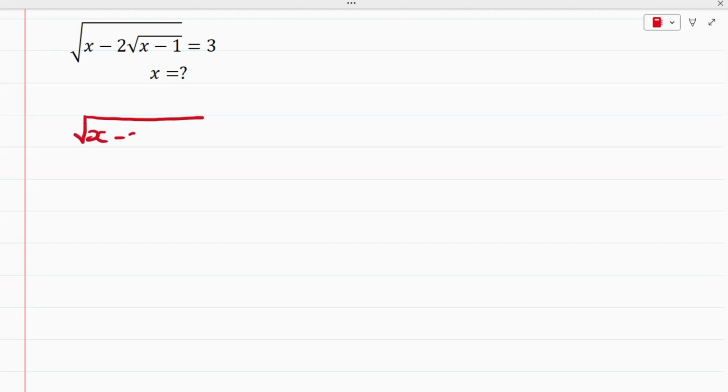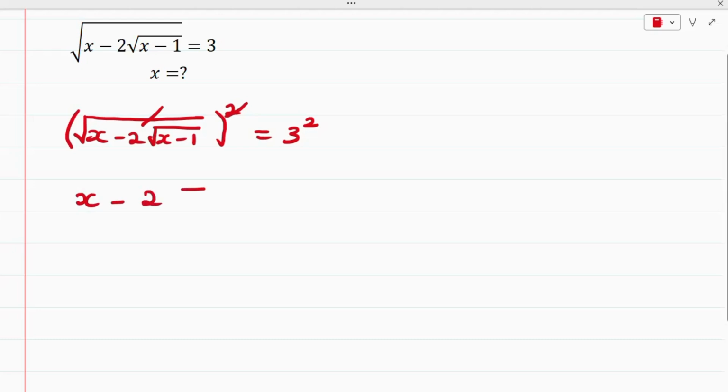So we have the square root of x minus 2 multiplied by the square root of x minus 1 equals 3. Squaring both sides right here, this is going to cancel out this, so we have x minus 2 multiplied by the square root of x minus 1 is equal to 3 squared. We have this to be 9. So isolating 2 multiplied by the square root of x minus 1, we're going to have x minus 9 is equal to 2 multiplied by the square root of x minus 1.